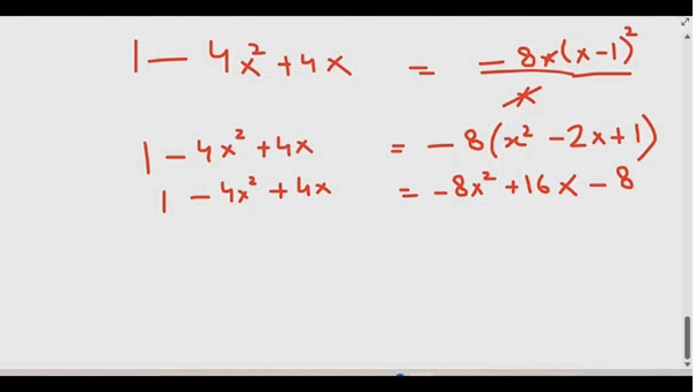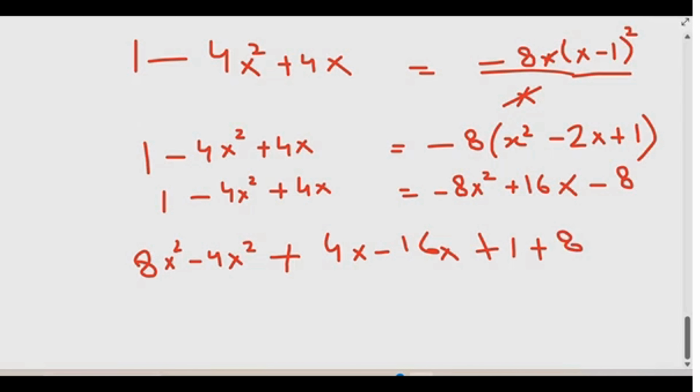we would move the like terms together. So this 8, when we take it to the other side, it would become 8x squared minus 4x squared plus 4x minus 16x plus 1 plus 8. All of it is equal to 0 because nothing is left on the other side. Everything moved here. 8 minus 4 is 4. 4 minus 16 is minus 12. 8 plus 1 is 9, so it's plus 9 equals 0.